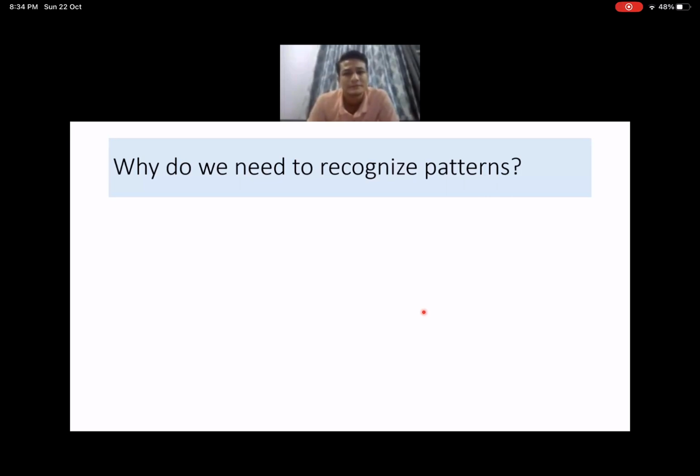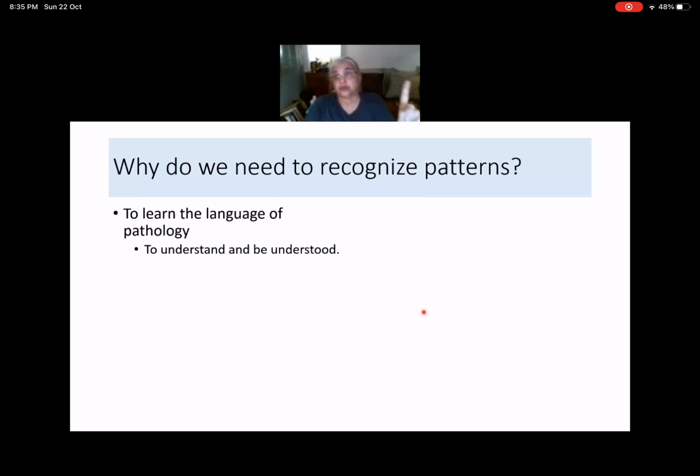ERG. Okay. So now at the end of it all, when you're very tired, why do we need to recognize patterns? Do you think we need to recognize patterns? Yes, ma'am. Because different disease pathologies have different kinds of pattern, and it helps us to differentiate between them. Excellent. What do you think, Shubhra? He's given us one good reason. Anything else?